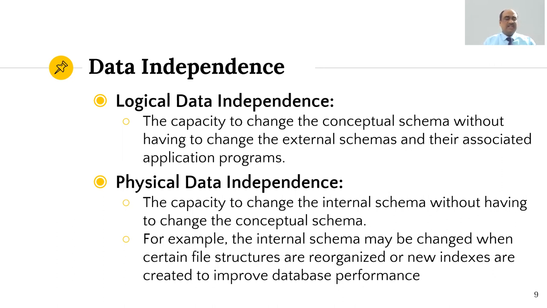So what do you mean by data independence? A simple definition says that the ability to change the schema of one level without affecting the schema of another level is called data independence. What do you mean by schema? Already told, the design of a database. If I am able to change the design of a particular level without affecting the schema of another level, it is called data independence. Based on the three schemas, internal schema, external schema, and conceptual schema, we have two types of data independence. The first is called logical data independence, and the second is called physical data independence.